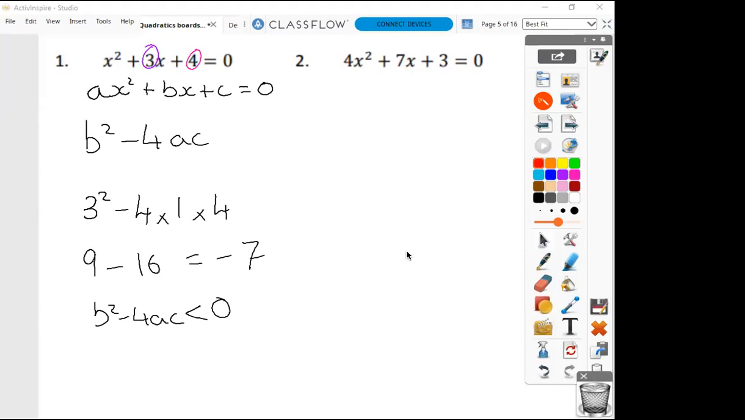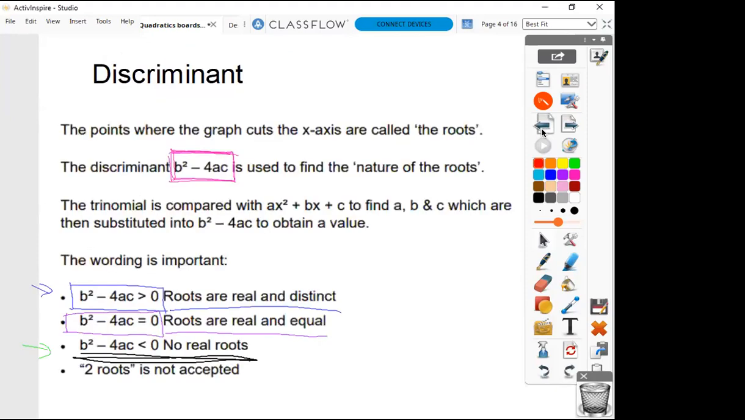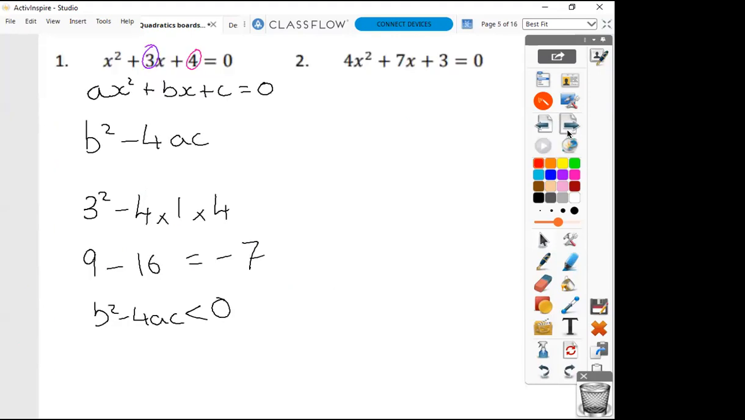We're getting the answer b squared minus 4ac less than 0. We need to write that there are no real roots, and we need to state that in the question. So when we're asked the question in the assessment, we need to state that there's no real roots. It was above that x-axis line.